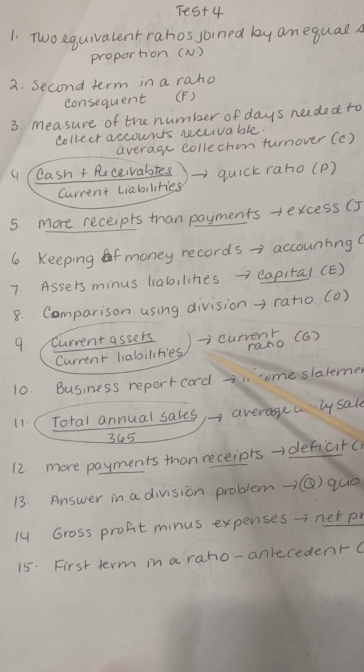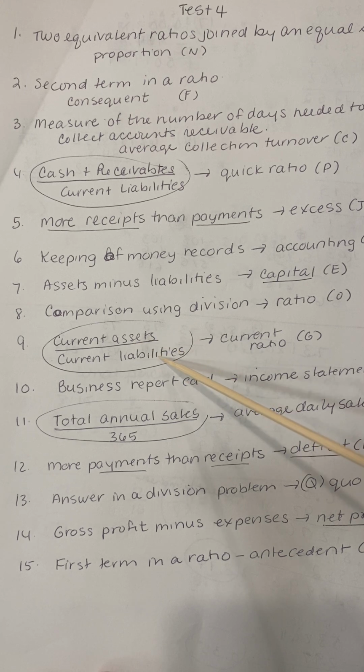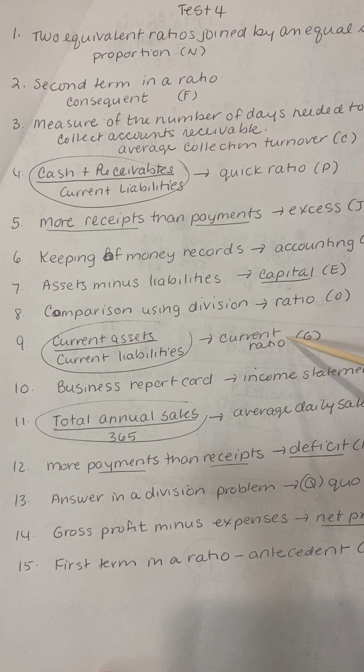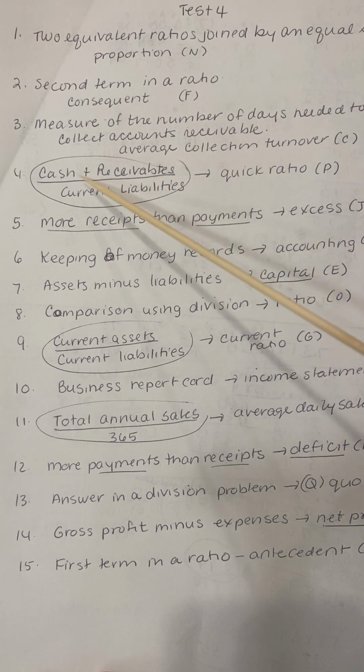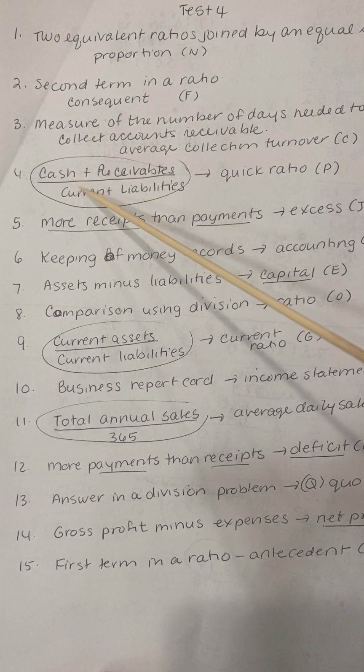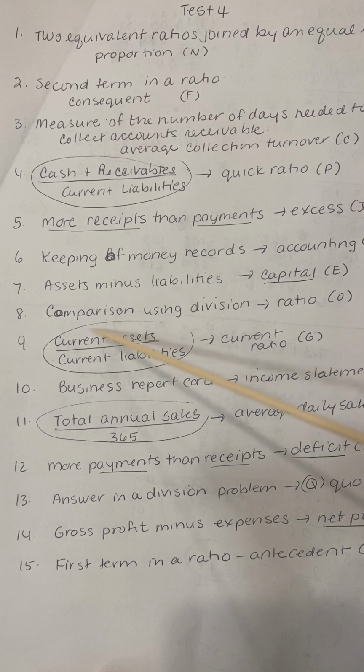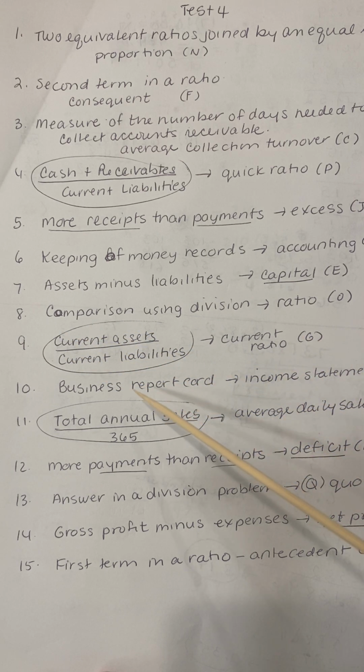is O. Number 9, current assets divided by current liabilities would be our current ratio. Remember, current ratio is the current assets divided by the liabilities. And the quick ratio is the cash plus receivables over the current liabilities. So this is a quick way of doing it. This is all of our assets. So we have that as what, G?